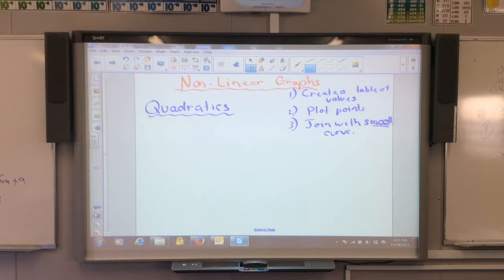The first thing is, we're going to create a table of values. Second, we're going to plot the points that we've calculated. And third, we're going to join them with a smooth curve.